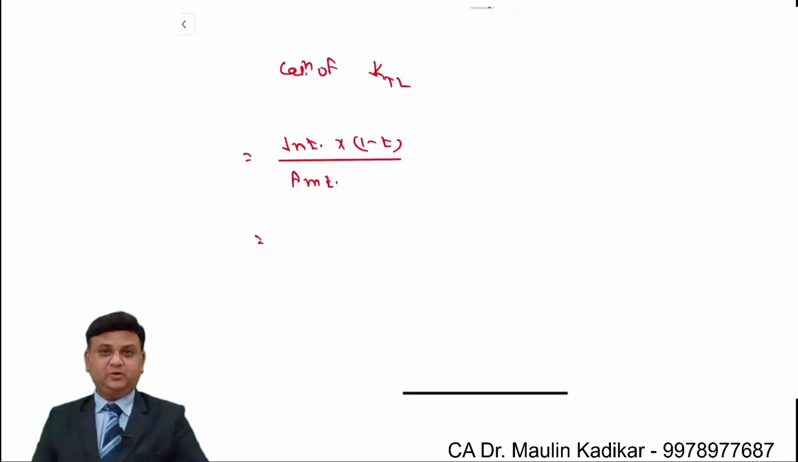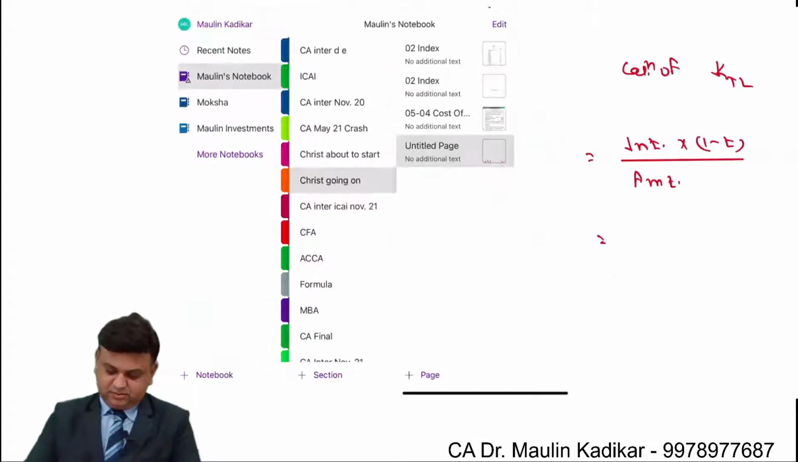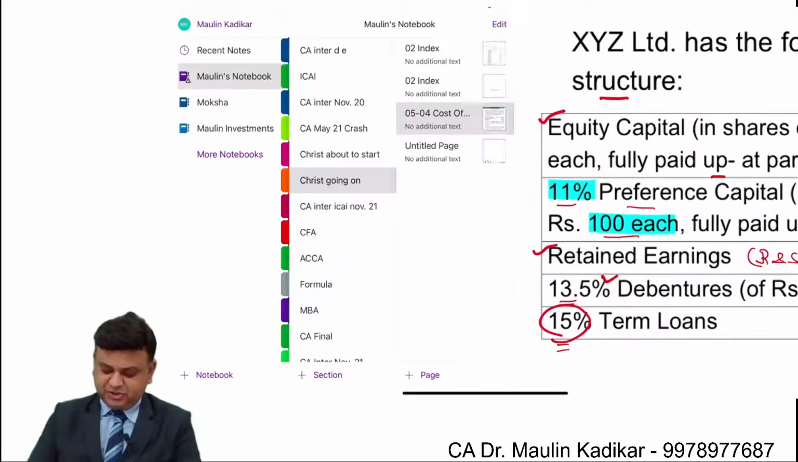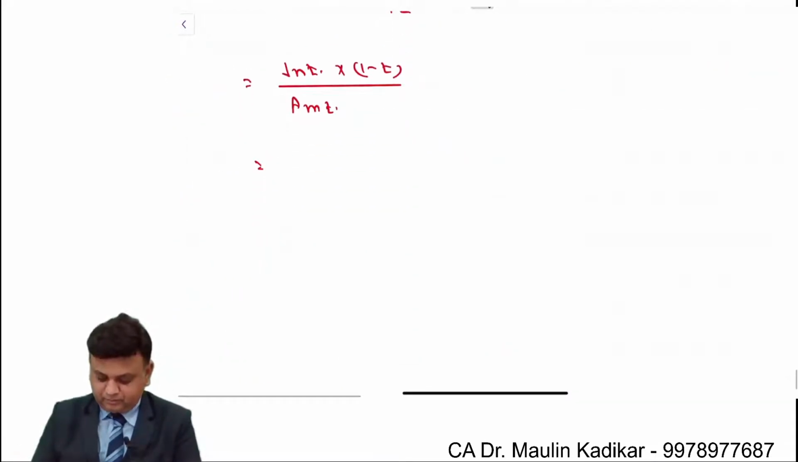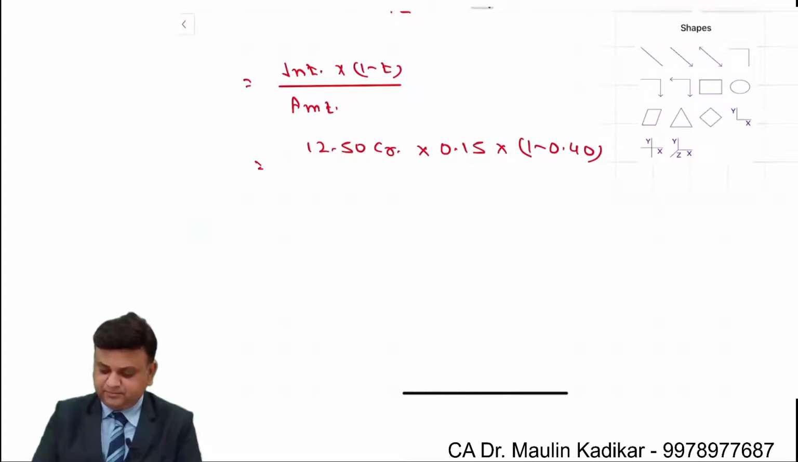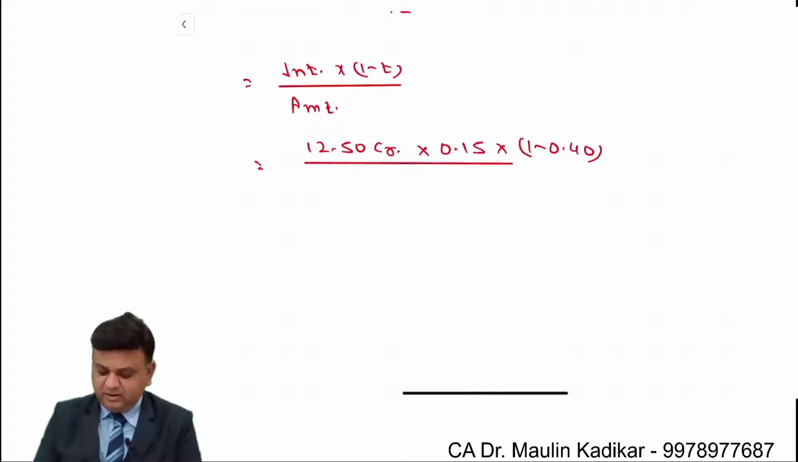That is the way we are required to compute the answer. It is 12.5 crore and this is 15%. So it is 12.5 crore into 15% into 1 minus tax rate, divided by 12.5 crore.